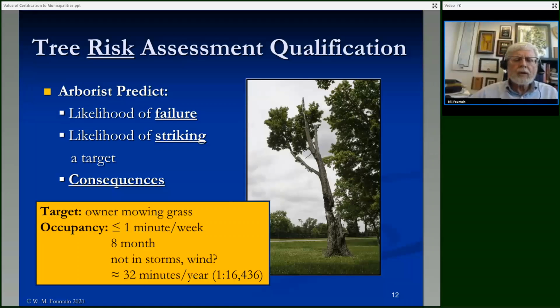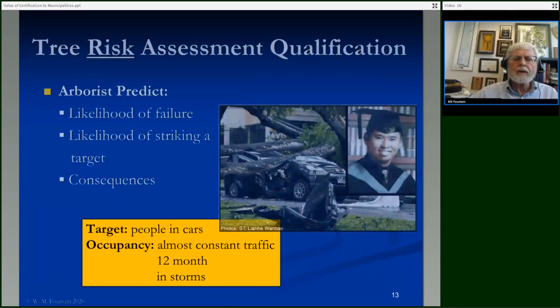And so if you multiply this out, 1 minute per week times 8 months, you end up with about 32 minutes per year, or a 1 chance in 16,000 of this particular tree falling and hitting the poor owner while he's actually mowing. So this would have a low risk rating. Not that the consequences were low, not that the likelihood of failure was low, but because of the occupancy rate.